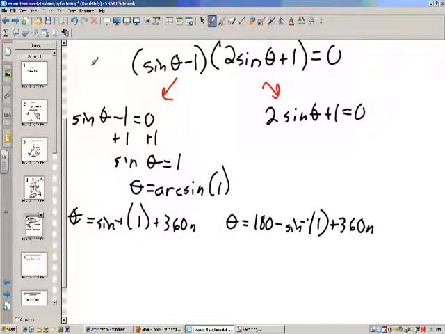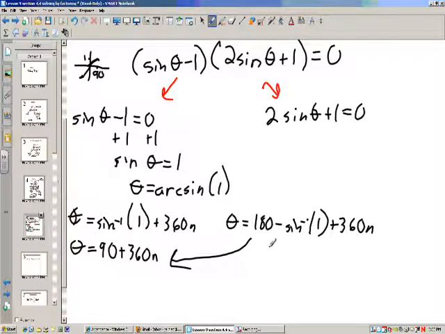Now the inverse sine of 1, there's many different ways you can do it. One way you can do is the principal branches here. When is the value equal 1? That's at 90 degrees. So theta is going to equal 90 plus 360n. And over here we have 180 minus 90, which is also 90 plus 360n. So this part we don't actually need because it brings us to the same solution.